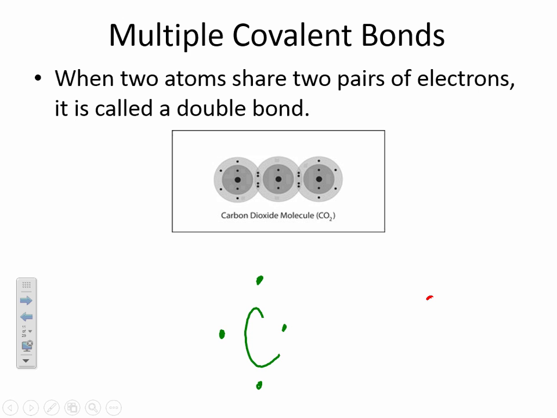Oxygen has 6 electrons around it. And the same on this side. 1, 2, 3, 4, 5, 6.